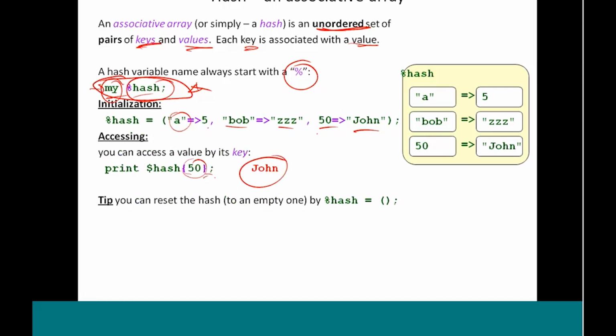And if you want to reset this hash table, you just remove all the key value pairs, and simply do this, and that will reset it. Now let's look at how we modify. What happens when we say hash Bob is AAA? Now what happens to this one? The value simply changes, from ZZZ to AAA.